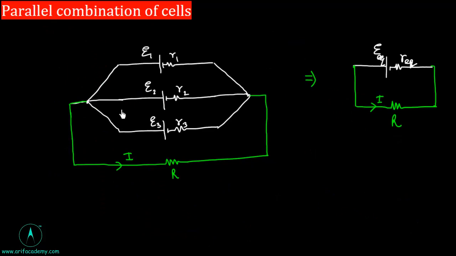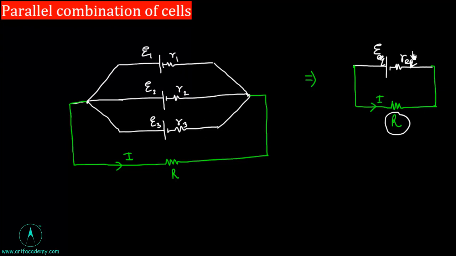Here we have three cells, E1 with internal resistance R1, E2 with internal resistance R2, and so on, connected in parallel, and their equivalent is here, E equivalent and R equivalent. They provide the same current to the external load R, that's why this is called the equivalent cell of these three cells.